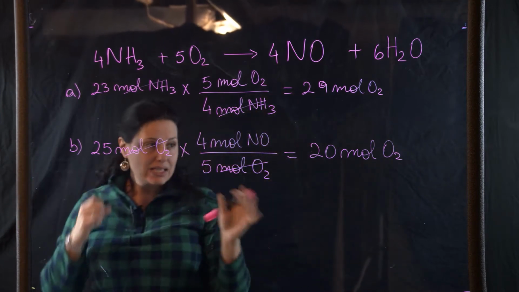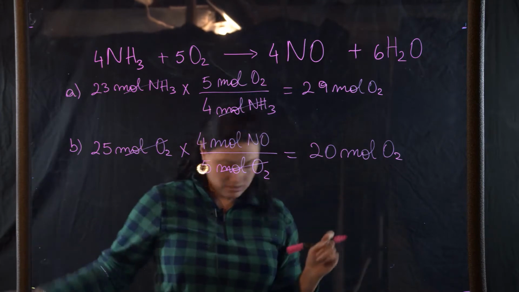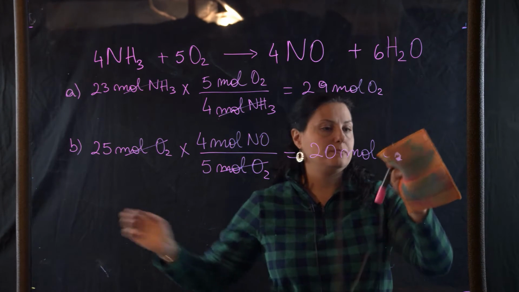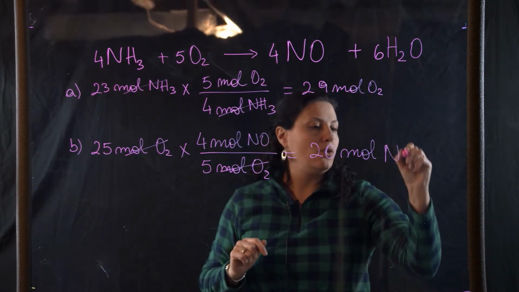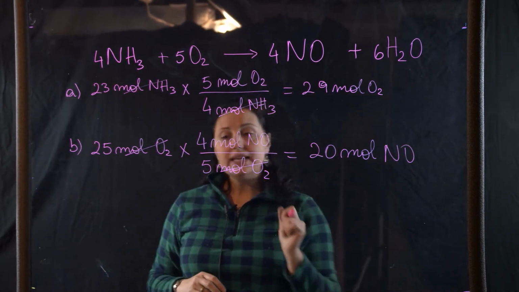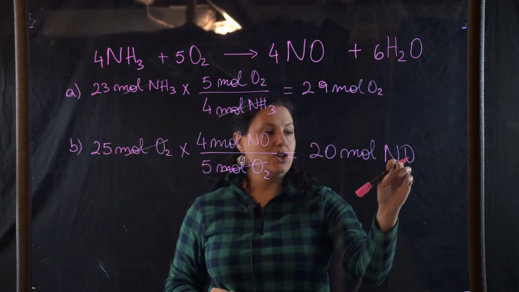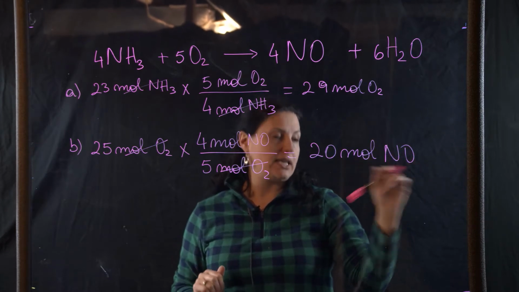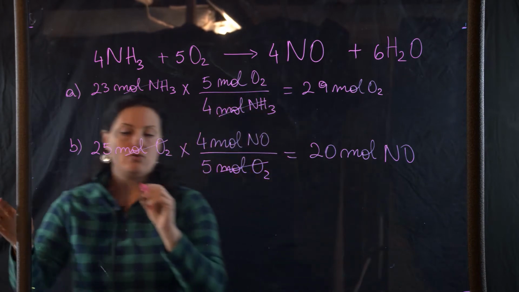But it didn't ask for how many moles, not oxygen, but nitrogen monoxide. So NO. But it did not ask for moles of NO. It asked for grams. Now that I have the amount in moles, I can use the molar mass of nitrogen monoxide, NO, to figure out how many grams of NO that is.